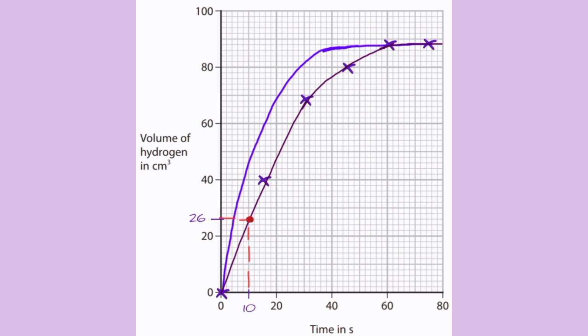The second thing to note is that the only thing being changed is the temperature. Nothing else is being changed. So that means that the same volume of hydrogen will be produced. This means that the graph should level off at the same point as the previous graph.